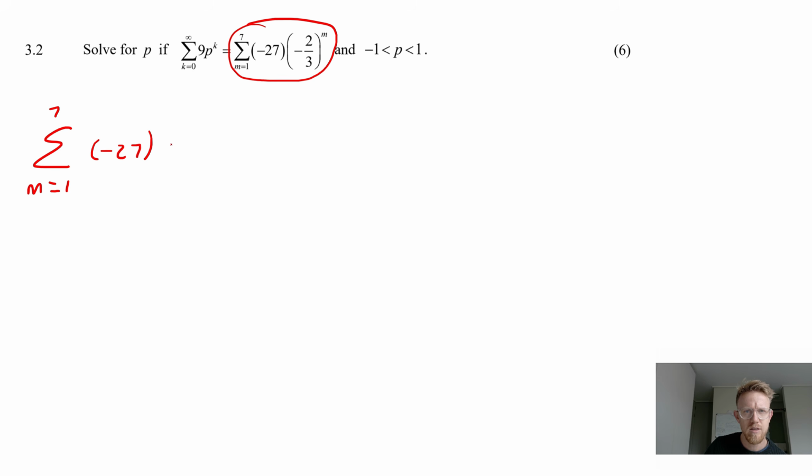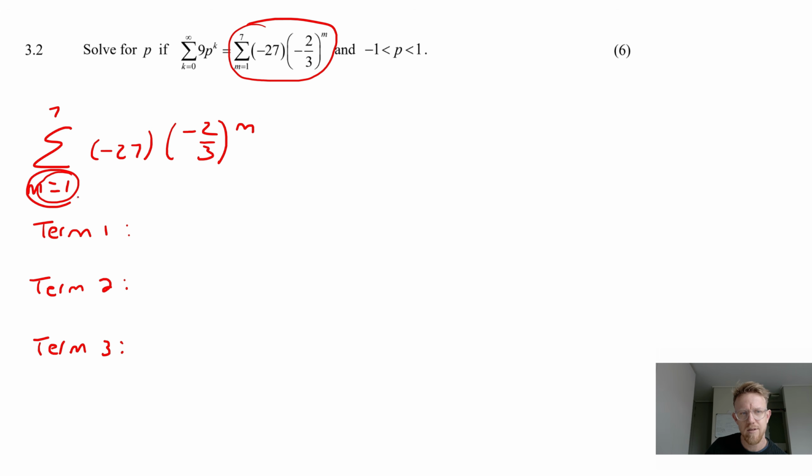Minus 27 minus 2 over 3 m. So first step, we're going to go find term 1, 2, and 3 over here, so we can see if it's arithmetic or geometric. It's going to be geometric because we've got this weird exponent vibe going on. But let's just go do this anyways. So term 1, to find term 1, you always start off with whatever number this is. It won't always be a 1, but in this case it is.